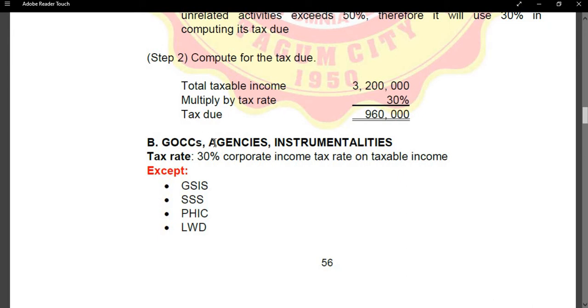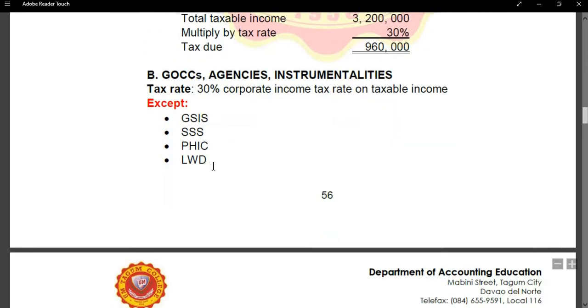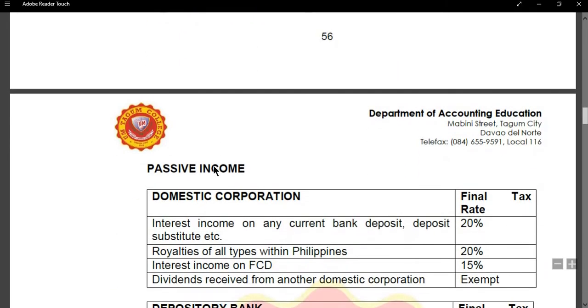Now, for GOCCs, agencies, instrumentalities, again, GOCCs are part of corporation in taxation, also agencies and instrumentalities. So the tax rate is also 30% corporate income tax rate on taxable income, except GSIS, SSS, PHIC and LWD. They are GOCCs. However, they are exempted from paying the corporate income tax. Those four.